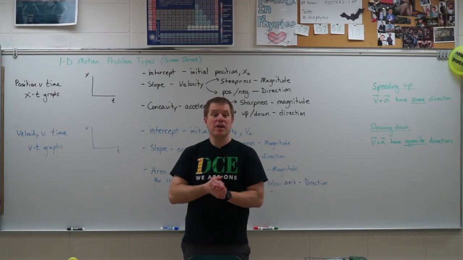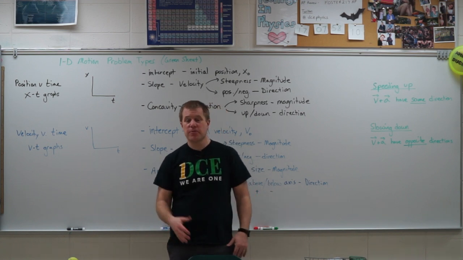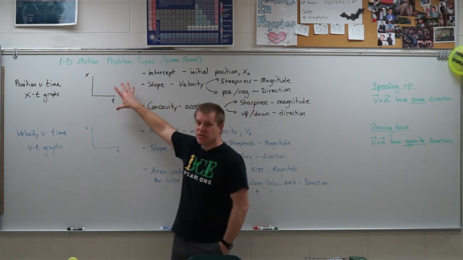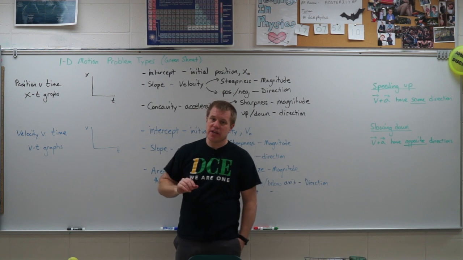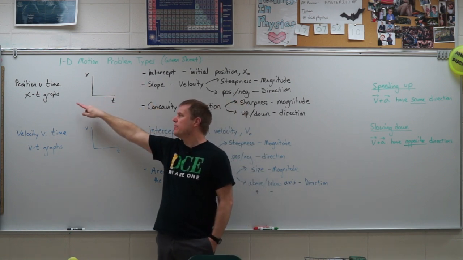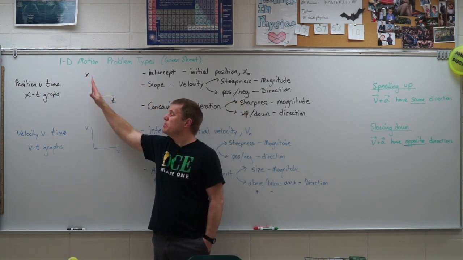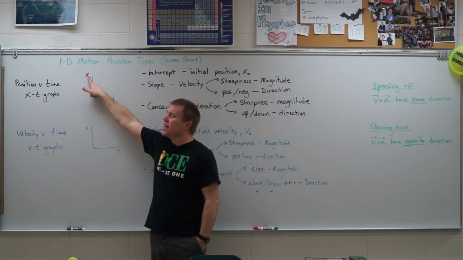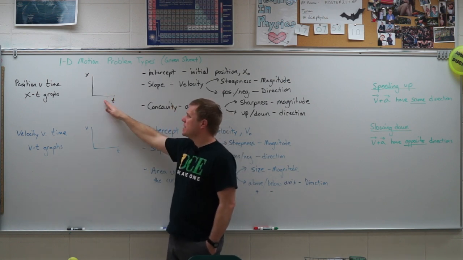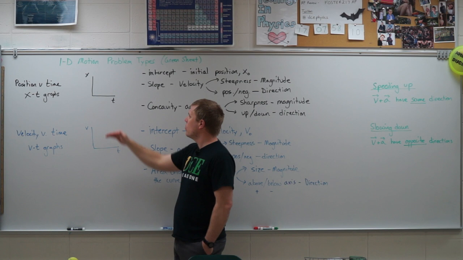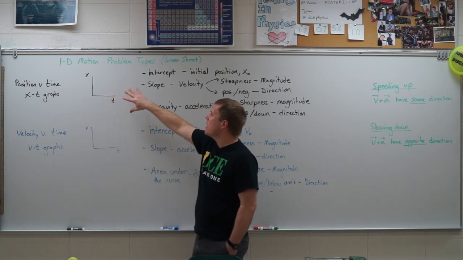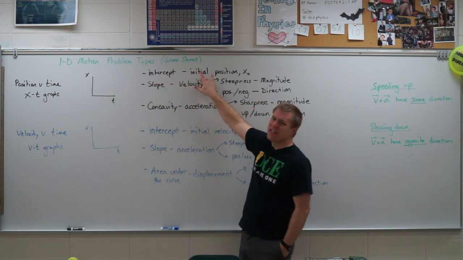All right, let's look at 1D motion problem types. The first two we're going to look at are position versus time graphs and velocity versus time graphs. You know you have a position versus time graph because you have position versus time. It can be an x or a y on that axis, but time has to be on the lower, horizontal axis. If you have a position versus time graph, the intercept tells you about the initial position.